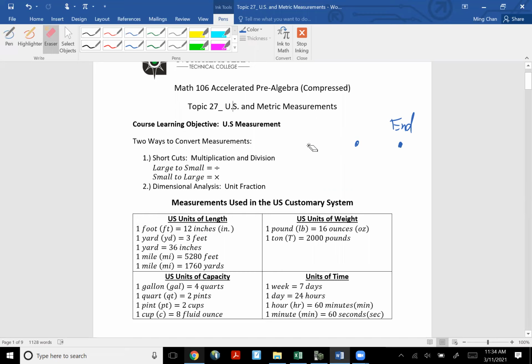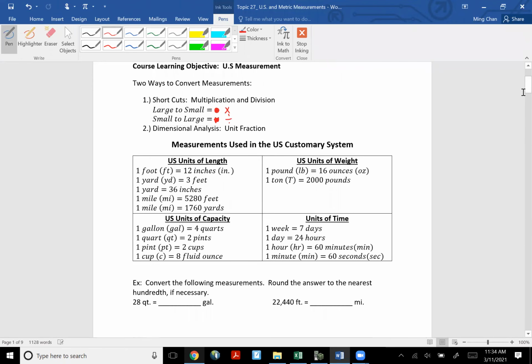The shortcuts are very simple for the one-step problems. Whenever you convert from a large unit to a small unit, you will always multiply. Oh, I wrote a typo there. To convert from small units to large units, you will always divide. Dimensional analysis uses something called unit fractions, which we talked about a little bit when we talked about ratios. So we'll show you how to use both methods.